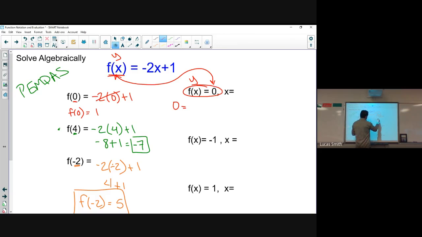So 0 equals negative 2x plus 1. Now what this is asking me to do is find x in this case. It's telling me to solve for x. So if I'm going to get x alone, I can subtract 1 from both sides.